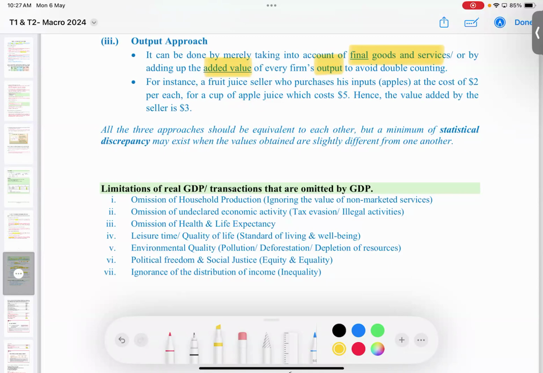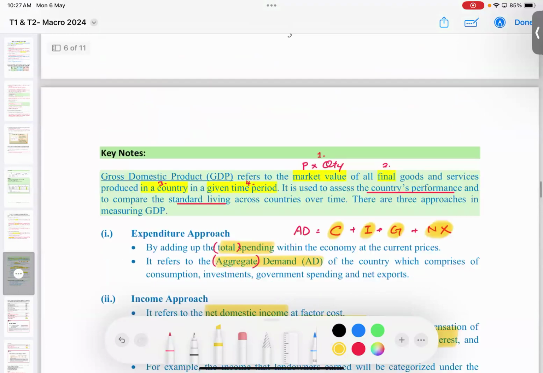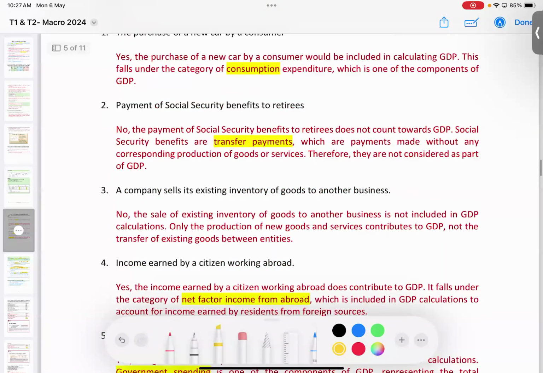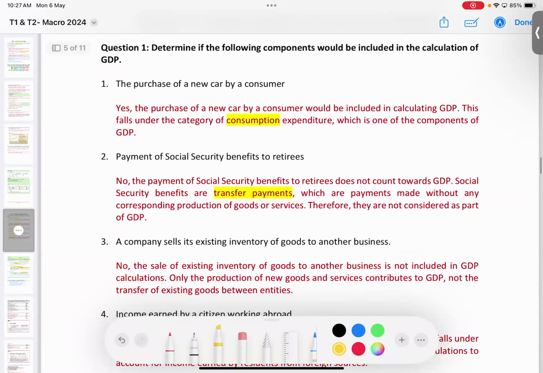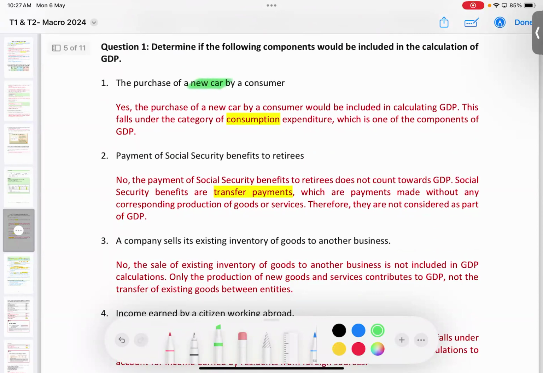All right, now let's have a look into the tutorial questions first before I move on to the next part. Question one over here: determine if the following components will be included in the calculation of GDP. Question number one, the purchase of a new car by a consumer. You purchase a car. Yes, that is your consumption. So yes, that will be included in GDP under the consumption category.